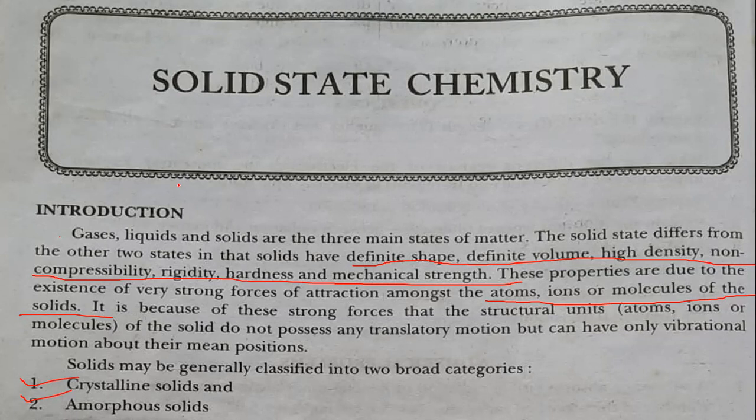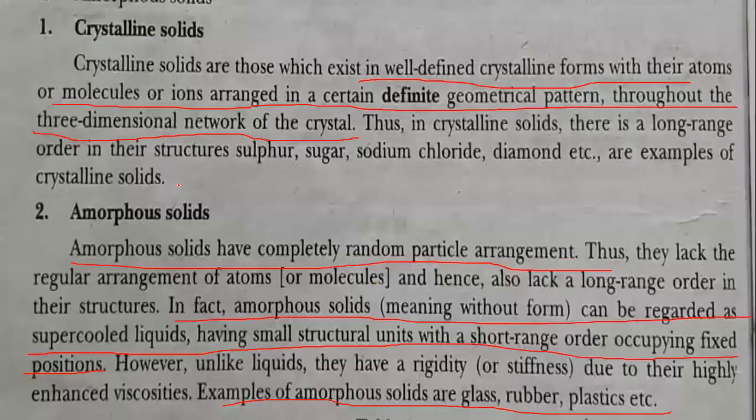Solid state may be generally classified into two broad categories: crystalline solids and amorphous solids. These are the two main types of solid. Now, what is a crystalline solid? It has a well-defined crystalline form with its atoms, molecules, or ions arranged in a certain definite geometrical pattern throughout the three-dimensional network of the crystal.